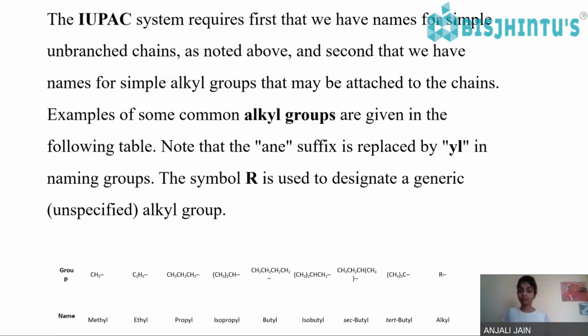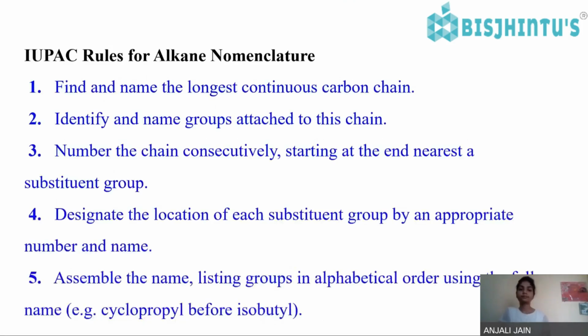Why are these called alkyl groups? Because one hydrogen has been replaced by another functional group. Okay. So like this, as noted above, second, we have names for simple alkyl groups that may be attached to the chains. For example, some common alkyl groups are given in the following table. Note that the suffix -ane is replaced by -yl in naming groups. The symbol R is used to designate a generic alkyl group. Okay, it can be any alkyl group.